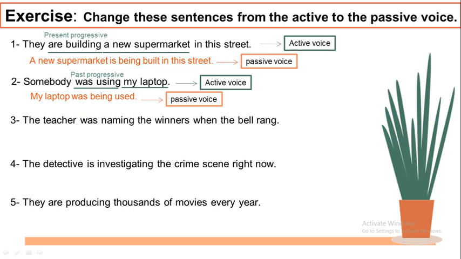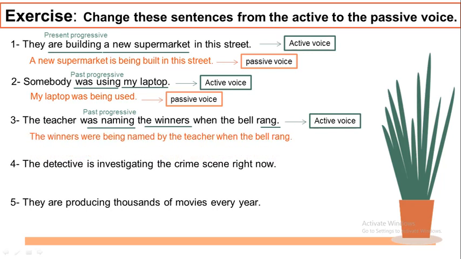Number 3. The teacher was naming the winners when the bell rang. Was naming is the main verb and it is in the past progressive. What was the teacher naming? The winners, the receiver of the action. Now here we have another verb which is rang. But as rang doesn't have a receiver, we can't change it into the passive voice. Now to change this active sentence to the passive voice, it will be: the winners were being named by the teacher when the bell rang.